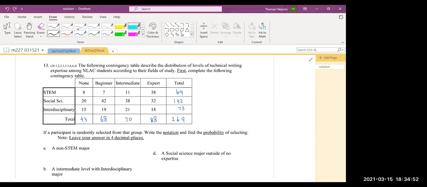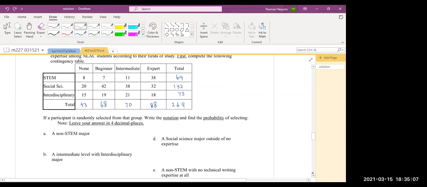Okay, now I will go on with: if a participant is randomly selected from that 269 people, write the notation and find the probability of selecting a non-STEM major. Leave your answer in 4 decimal places. So notation, probability of not STEM.